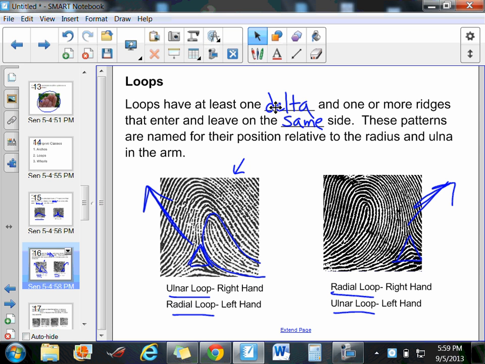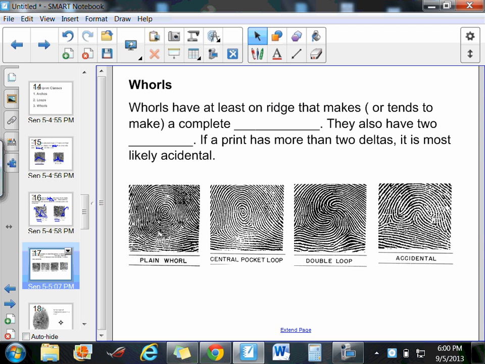Sometimes you won't know, so you can put a right slant or a left slant in that case, but you want to try to be specific. And the last type of fingerprint is the whorl. Whorls have at least one ridge that tends to make a complete circle. Now they also have 2 deltas, so 2 of those triangles.